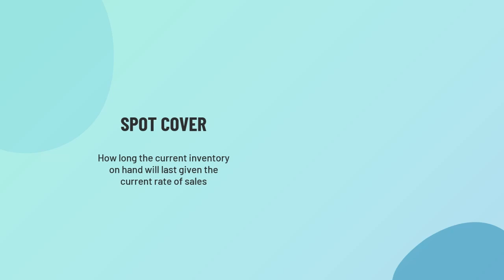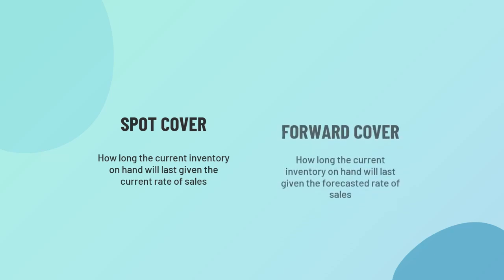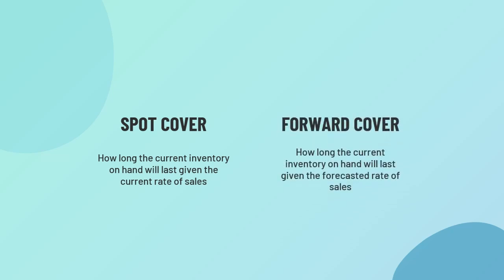Inventory cover is usually represented in two forms: spot cover and forward cover. Spot cover indicates how long current inventory on hand will last given the current rate of sales. Forward cover indicates how long the current inventory on hand will last given the forecasted rate of sales. The difference here is related to which sales we use as the denominator. Let's show this with an example.